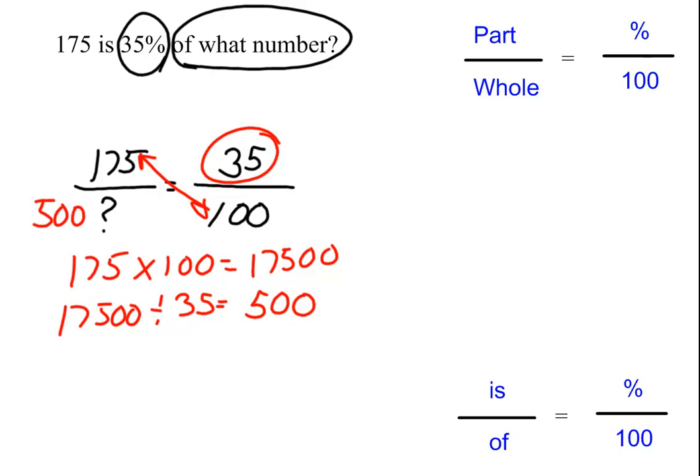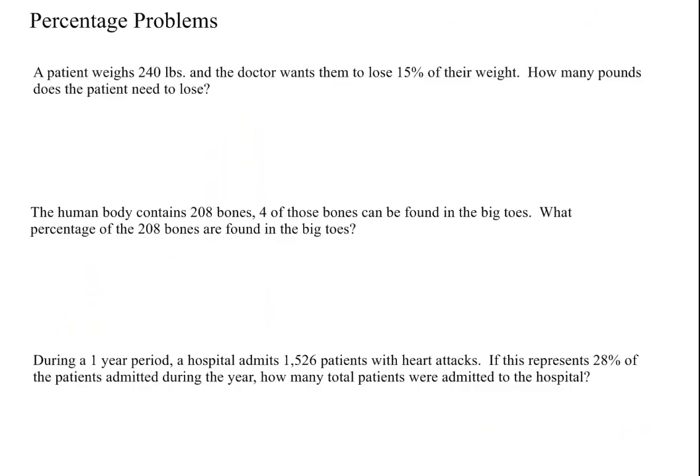So each one of those problems involved solving a different piece of this equation. One problem was the "is," one problem was the "of," one problem was the percent. The 100 is stationary, it's never going to change. So one was a part problem, one was a whole problem, one was a percent problem. So let's see if we can plug that into our word problems from the beginning. See if we can figure out what we have to work with here.